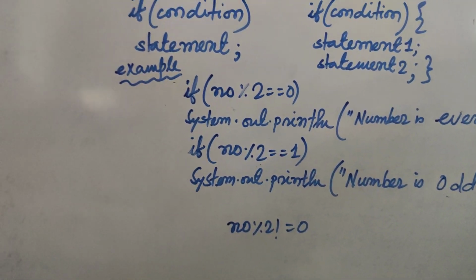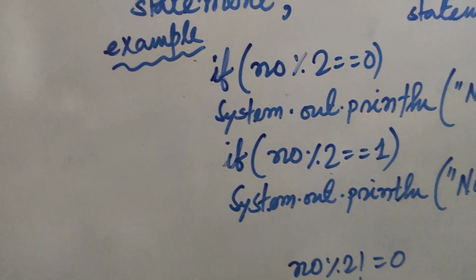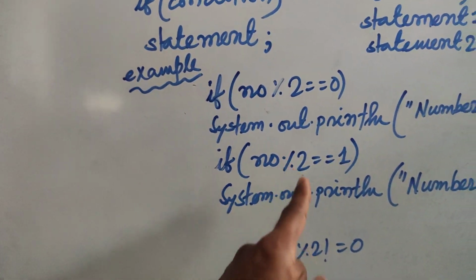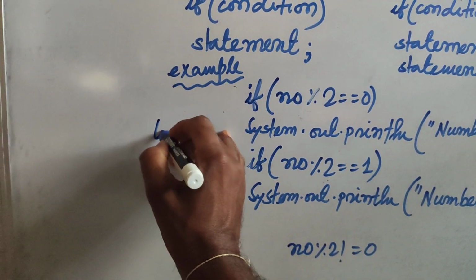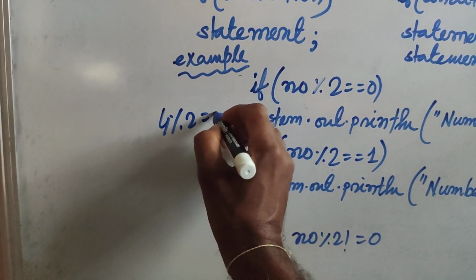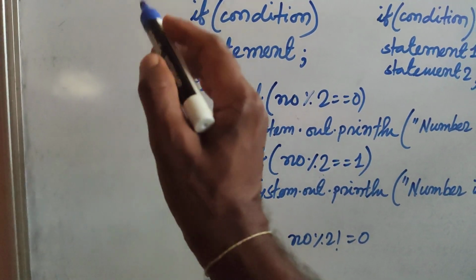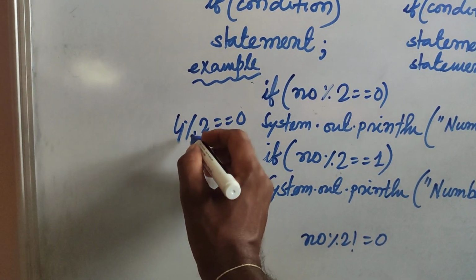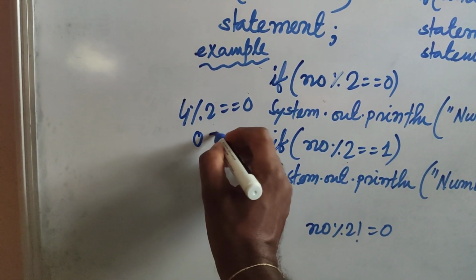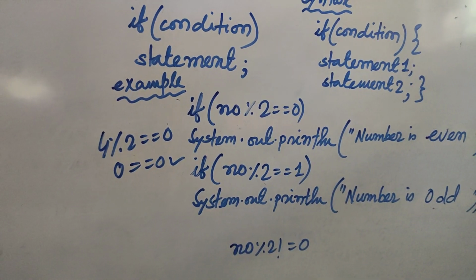Because last class I explained in relational operators, equal to, not equal to. Just you see, if you type number equal to 4, 4 modulus 2 equal to 0, how will the condition come as true? In arithmetic operator I explained, 4 modulus 2, what comes? Remainder here 0. 0 equal to 0, true. Number is even will come.